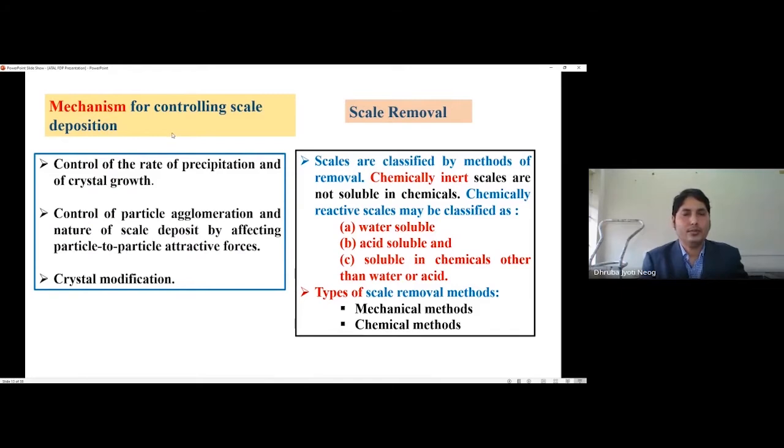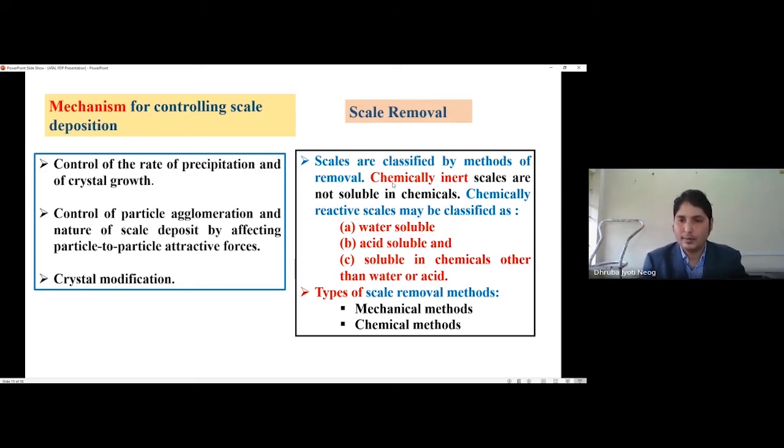There are different mechanisms for controlling scale deposition, because when scales precipitate, the scaling precipitation will agglomerate by joining one particle with the rest of the particles if they find nucleating agents. Therefore, it is required to modify the way scales develop.